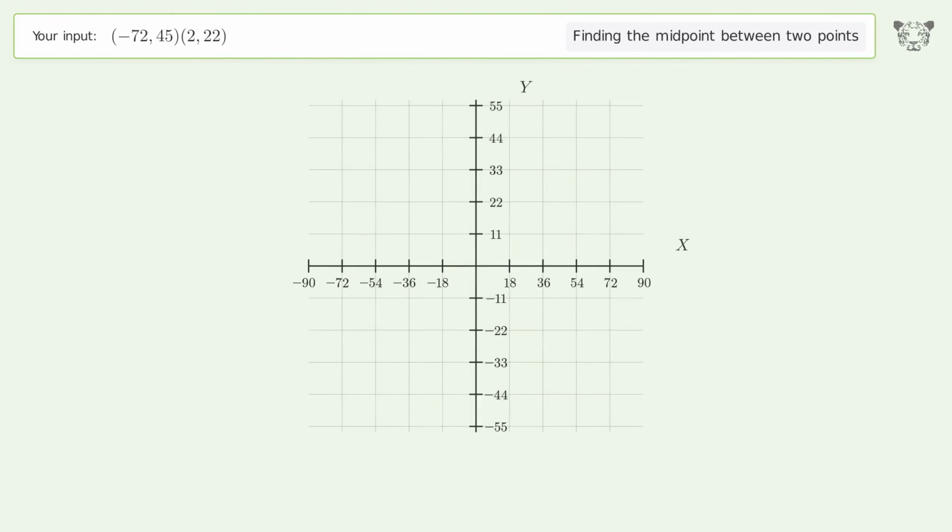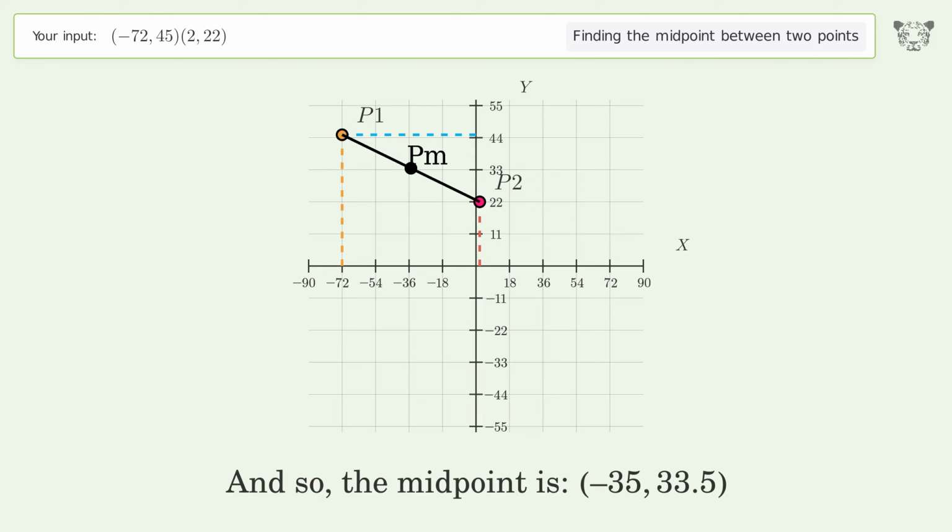And so, the midpoint is negative 35, 33.5.